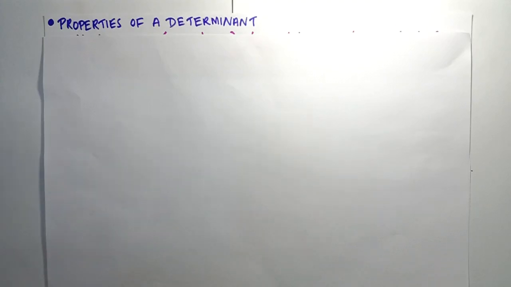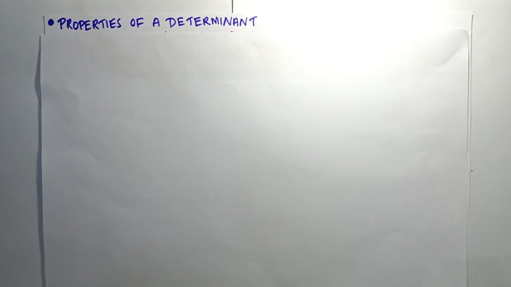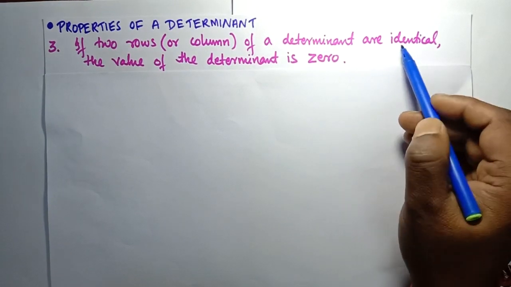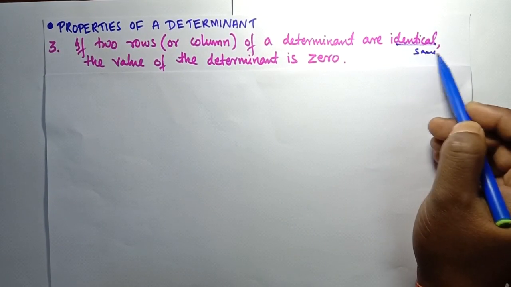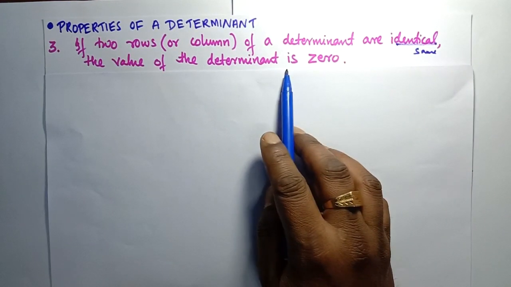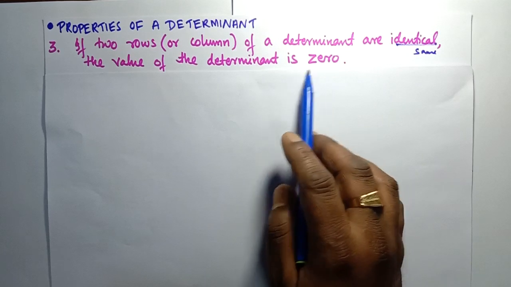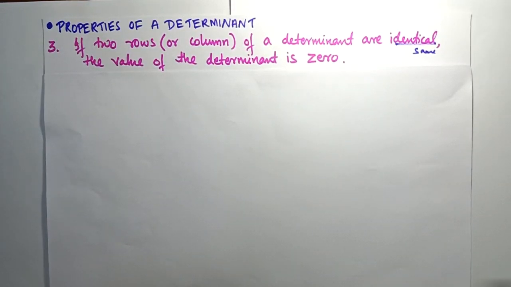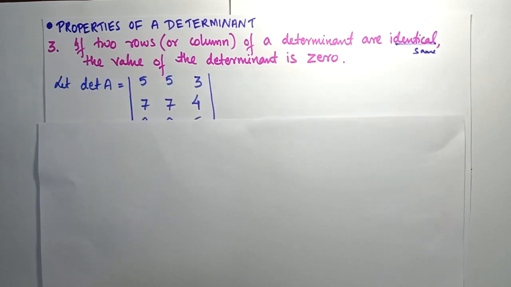Now I have property 3. What does property 3 say? If two rows or two columns of a determinant are identical, identical means same, then I can directly write the value of the determinant as 0. This is very important. Many times they ask this type of question in exams: without expansion you have to prove 0. So let's prove it by giving an example.